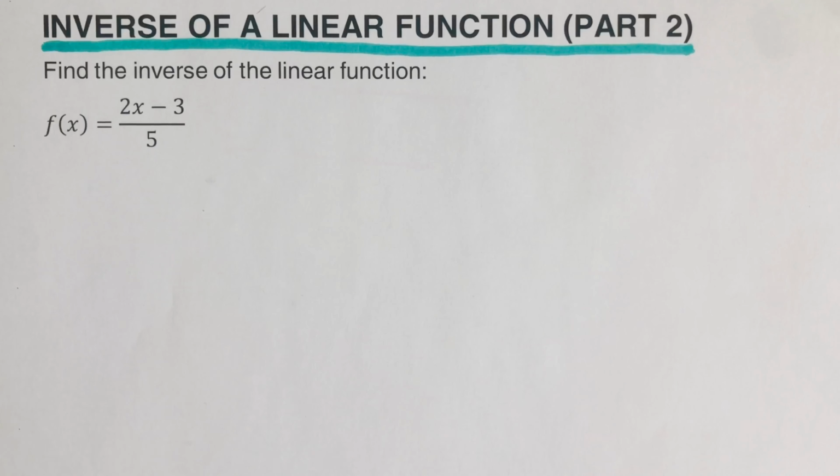And then we move on to the third step. Replace the y of the equation solved in step 2 with f negative 1 of x. So we already have the notation for the inverse. So this would come out 5x plus 3 over 2 is equal to f negative 1 of x. So this is the inverse for this function right here.